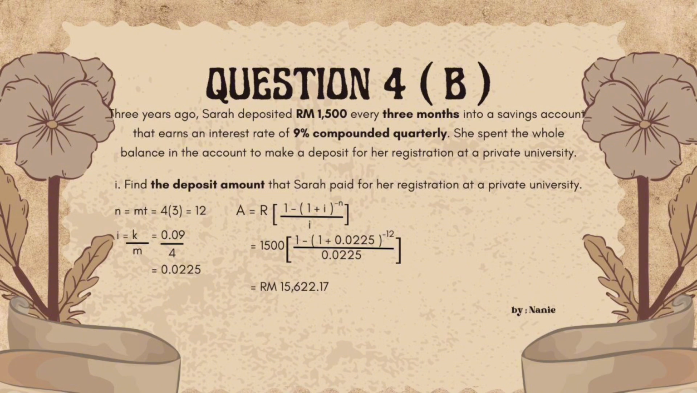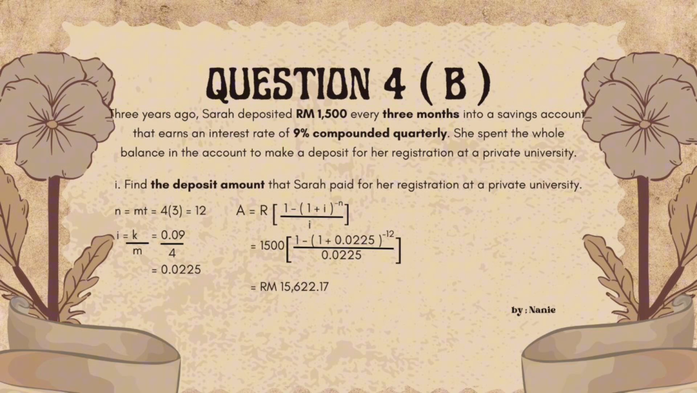interest rate of 9% compounded quarterly. She spent the whole balance in the account to make a deposit for her registration at a private university. Question 1. Find the deposit amount that Sarah paid for her registration at a private university. For this question, the formula is A equals to R open bracket 1 minus in bracket 1 plus I power negative n divide I close bracket.